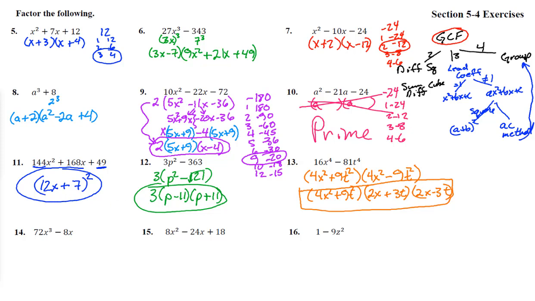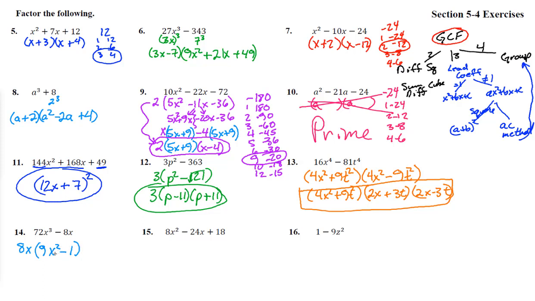Good. Number 14. 72x cubed minus 8x. 2 terms with a subtraction, but don't jump to that yet. Can you pull out the greatest common factor? Greatest common factor happens first. We can pull out an 8x, and we're left with 9x squared minus 1.